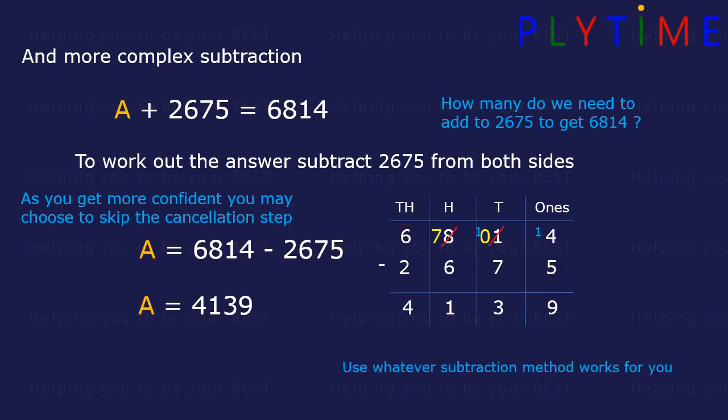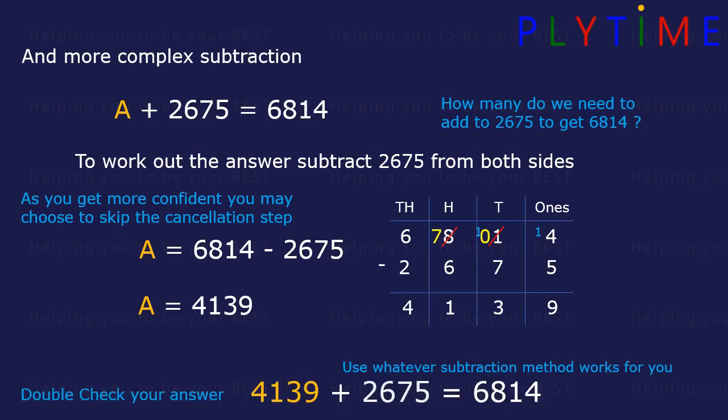Use whatever subtraction method works for you. You can double check your answer. Is 4,139 plus 2,675, does that equal 6,814? Yes, it does.